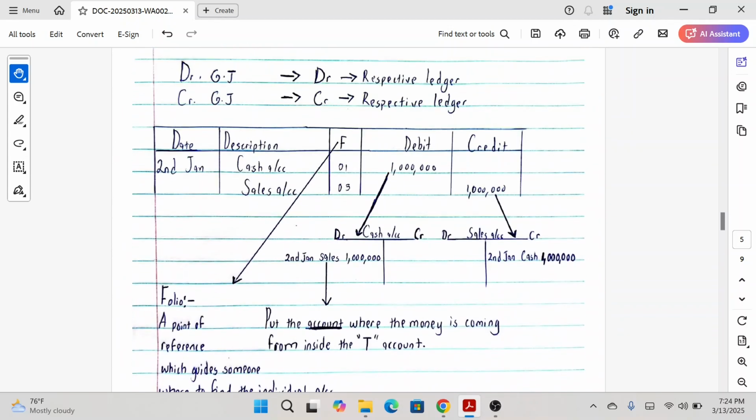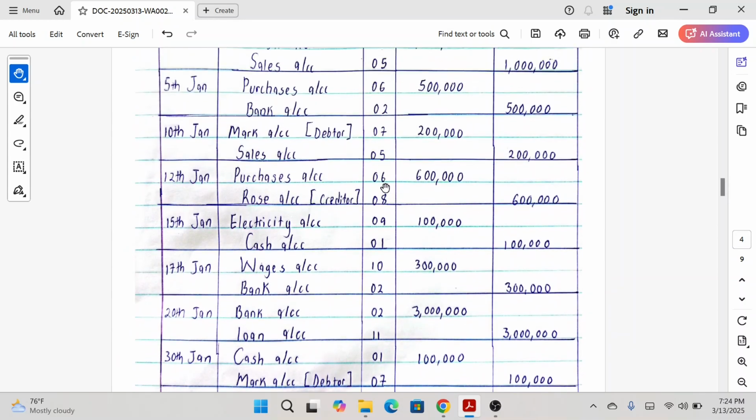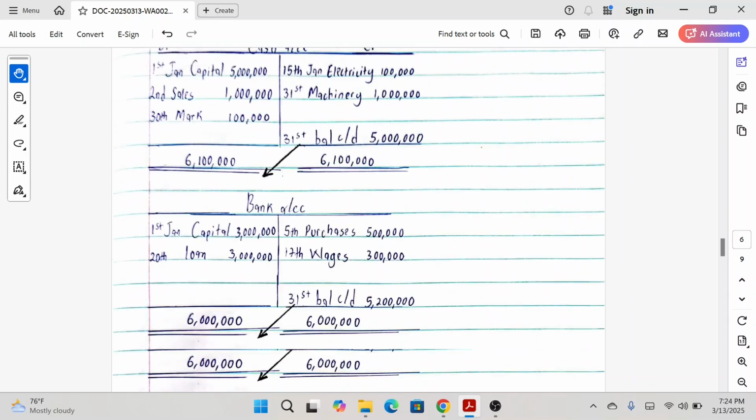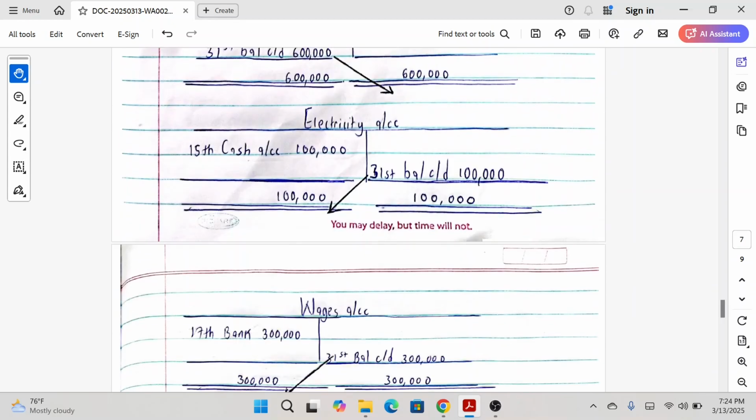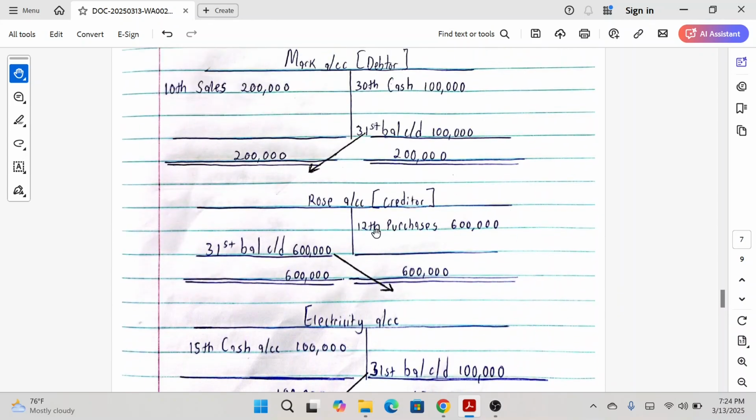Since you have already drawn the T account, Rose was number 8. Rose was number 8. So you're going to go on the credit side of Rose account. You indicate that you're getting money from purchases. So on the credit side of Rose account, 12 purchases of 600,000. So you're getting money from the purchases account of 600,000, the credit side.